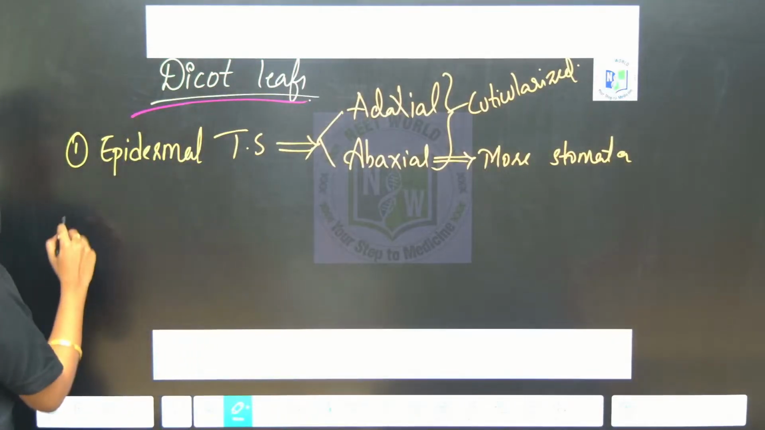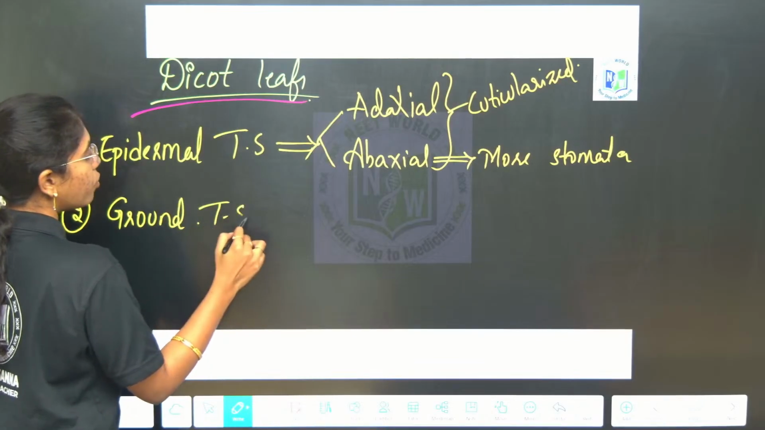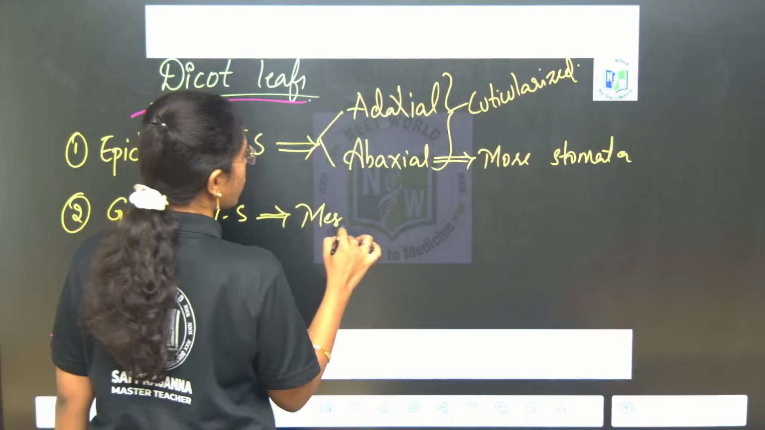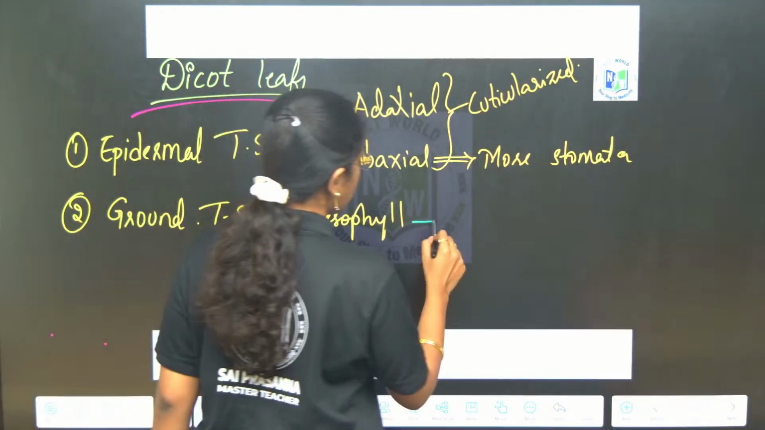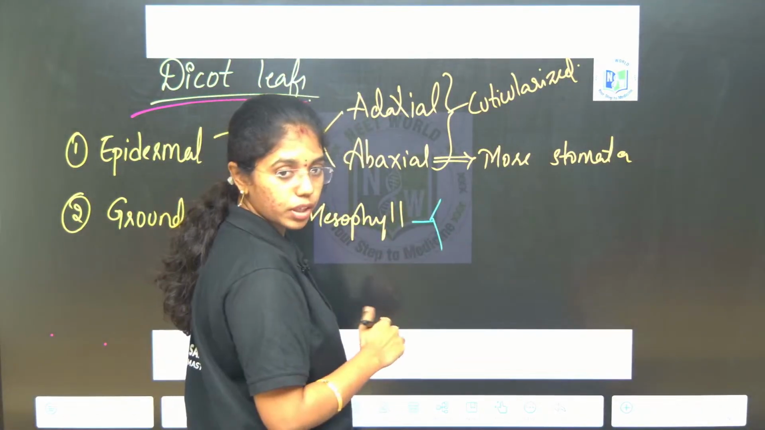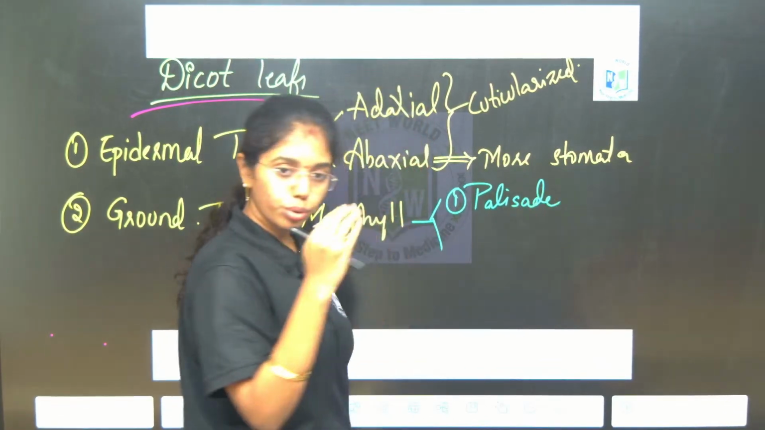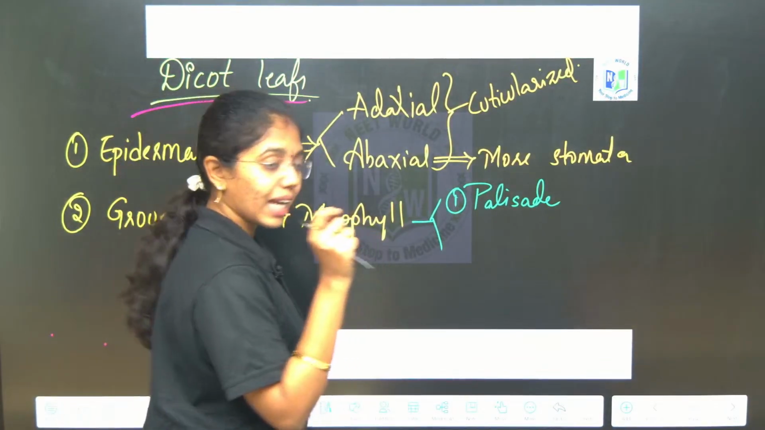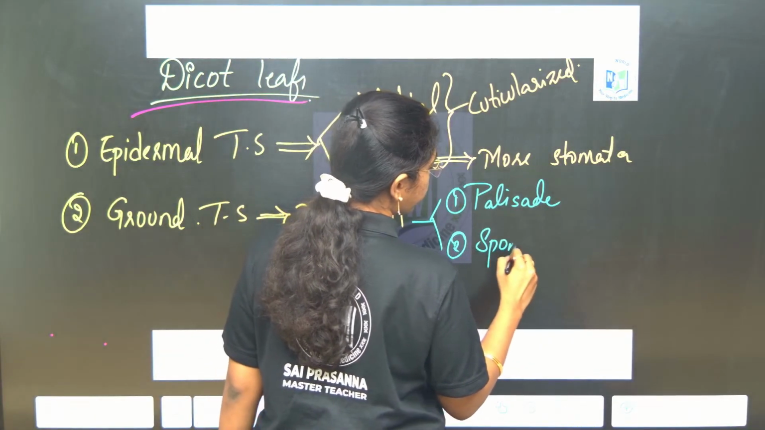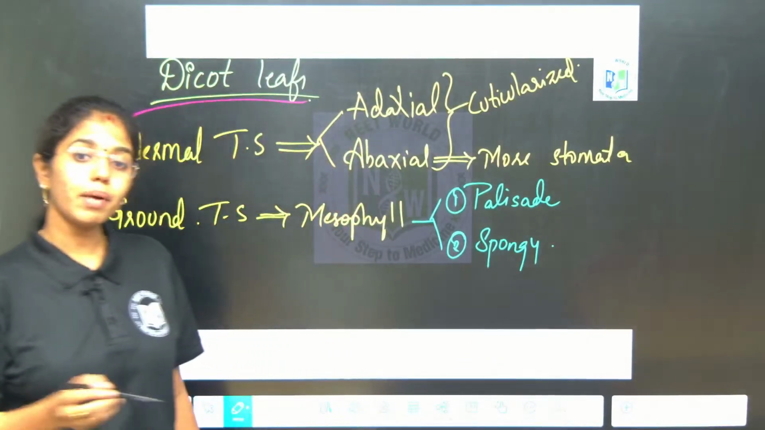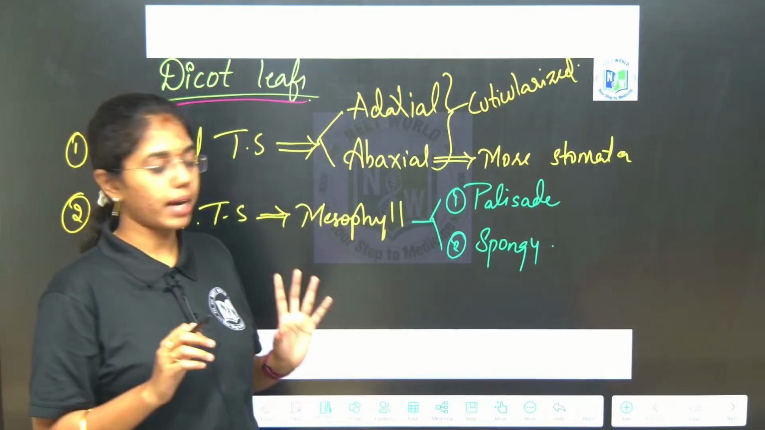Fine, right? Next, second is ground tissue system or fundamental tissue system will have what? Mesophyll tissue. This mesophyll tissue is arranged in two types. First is palisade parenchyma, which is arranged in 2 to 3 rows below the upper epidermis. There are least intercellular spaces beside it. And second is spongy parenchyma. Spongy parenchyma will have air spaces inside them and vascular bundles are placed inside the spongy parenchymatous tissue.